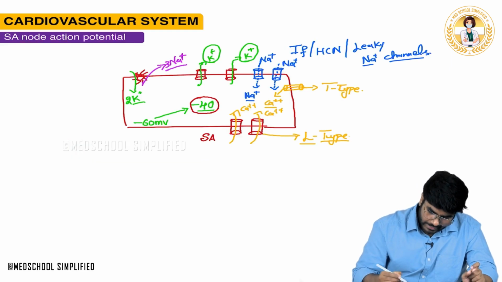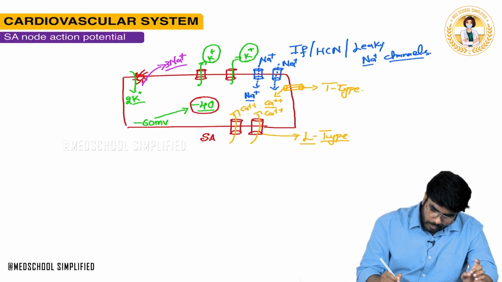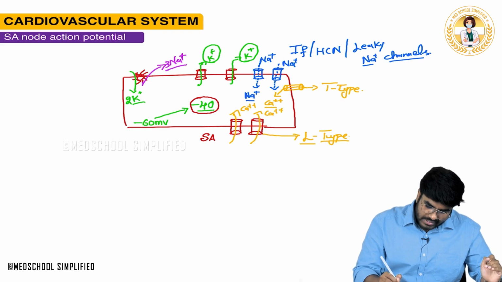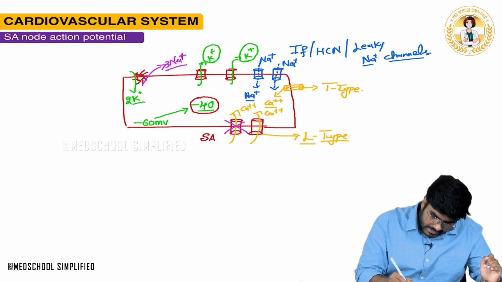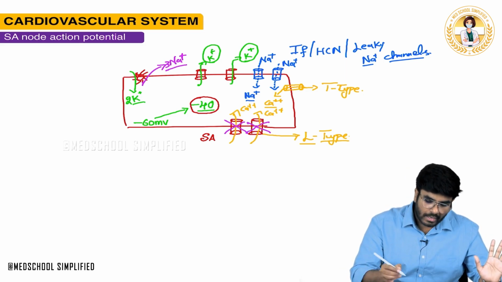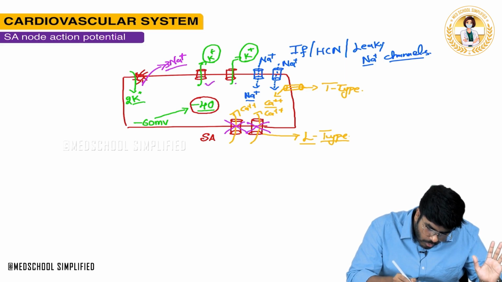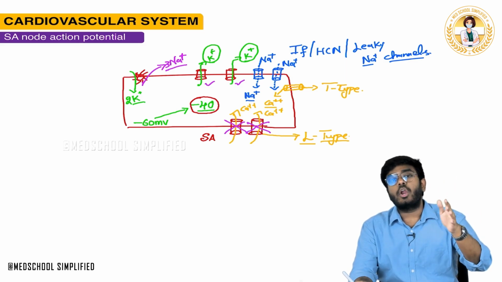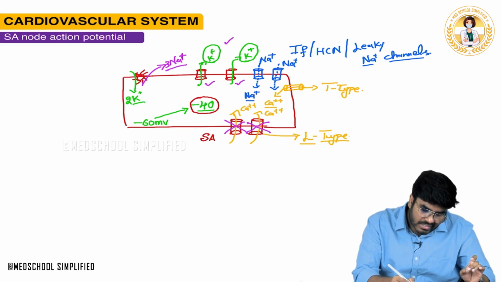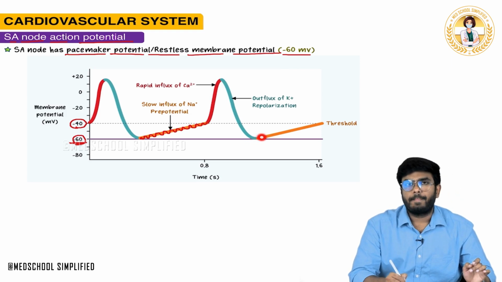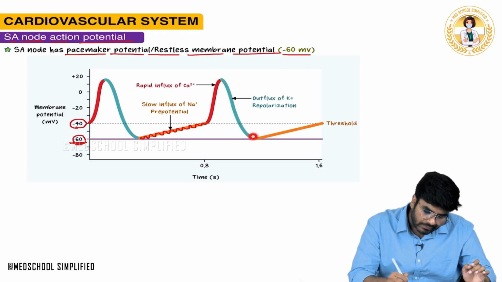Now later what happens? After depolarization, after some time, when the positive potentials are attained, this calcium influx decreases. Calcium is not coming into the cell. Now what is continuing? All the time potassium is going out. So what happens? As the positive charges are not coming in and positive charges are constantly going out, the membrane potential will again come back to minus 60. So this is phase 3.